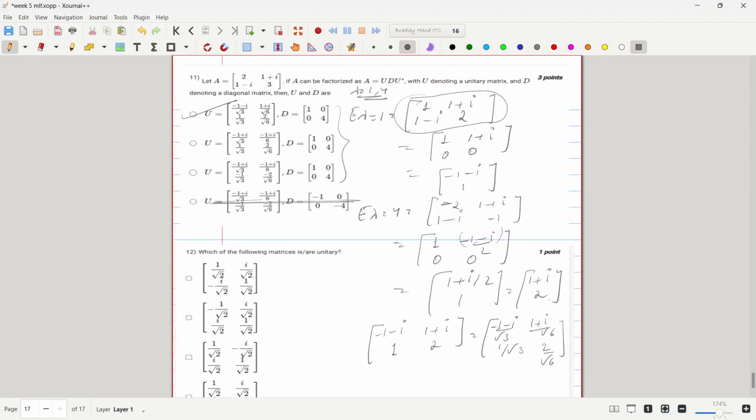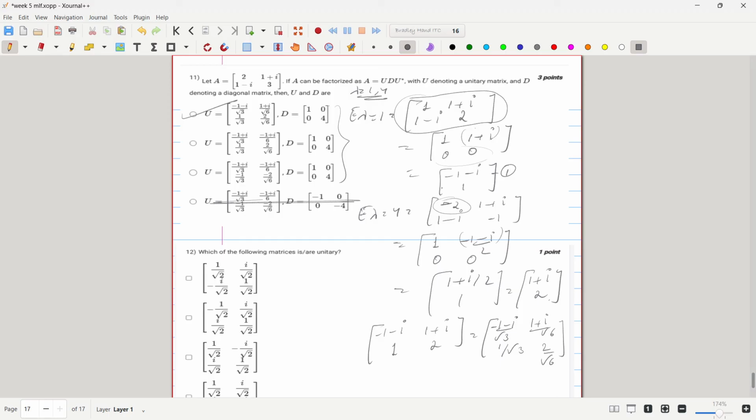This is a very confusing question, but let's revise again. Put the values of your eigenvalues simultaneously. You will get some matrix. Remove the second row, multiply minus 1 to the imaginary part. This will be your first eigenvector: minus 1 minus iota, 1. Again, after putting lambda is equal to 4, you will get this matrix.